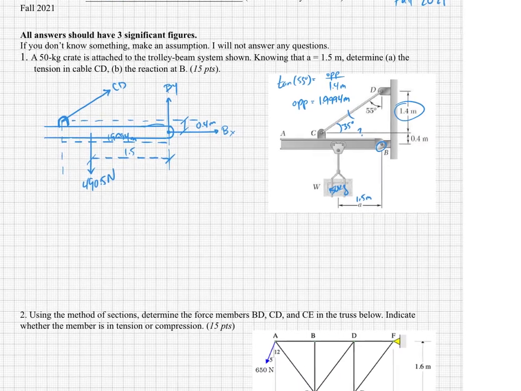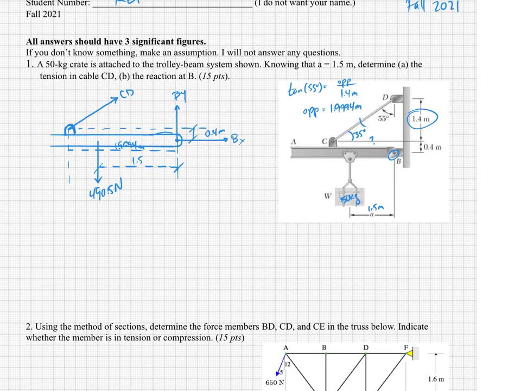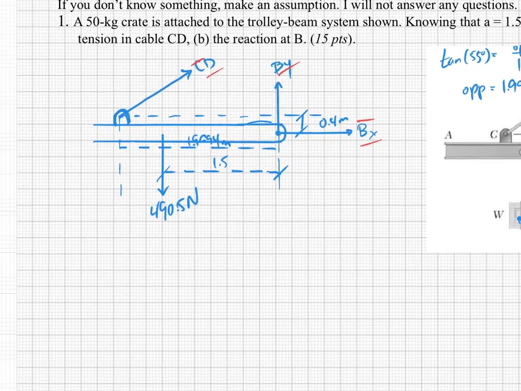Let's see. So I'm going to stare at this and try to figure out which one I should solve for. So these are my three unknowns, BY, BX, and CD. If I sum forces in the X direction, I've got two unknowns, CD and BX. Okay, so I don't want to do that first. If I sum in the Y direction, I've got two unknowns, CD and BY. So I'm going to do moments, and I'm going to do moments around point B, just because that's going to be the equation that I can solve right off the bat. So the sum of the moments around the point B equals 0.